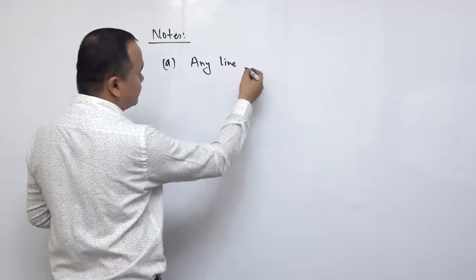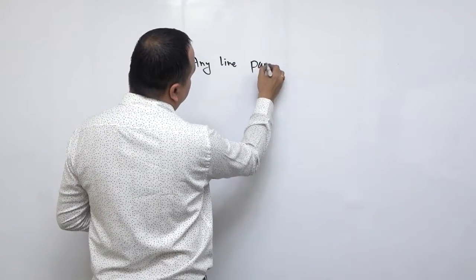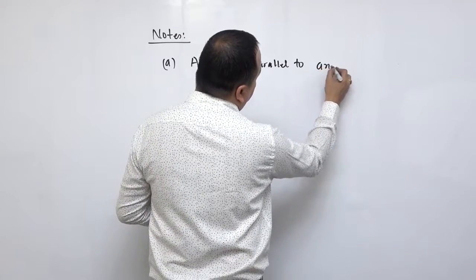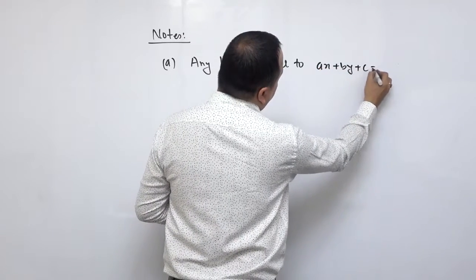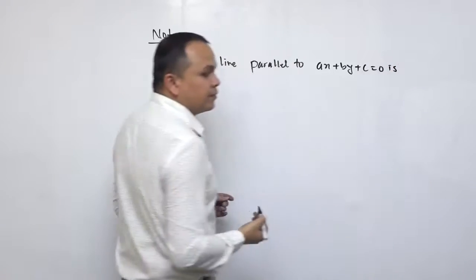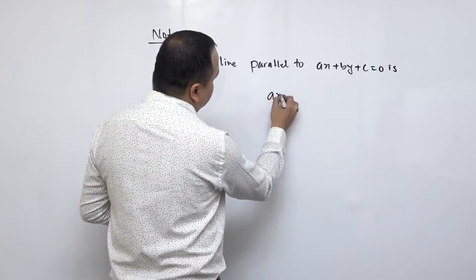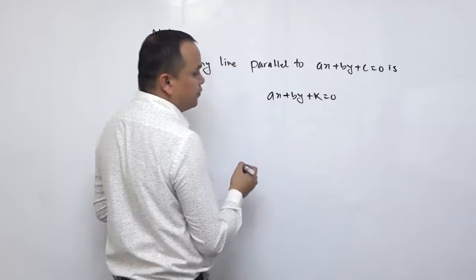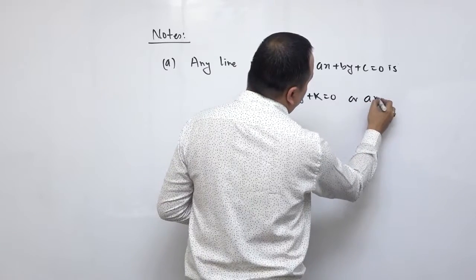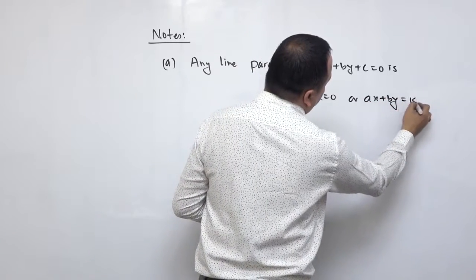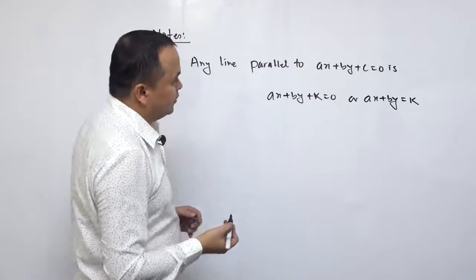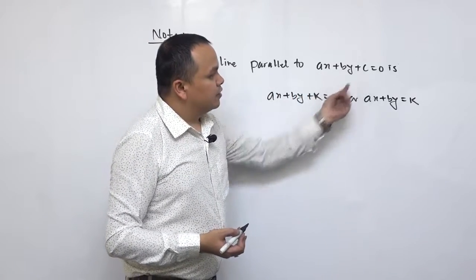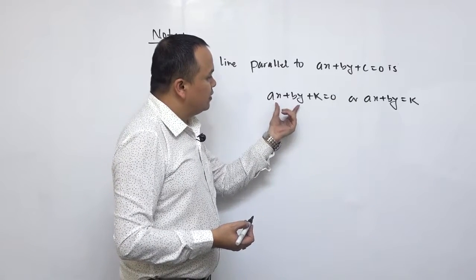Any line parallel to ax plus by plus c is equal to 0 is ax plus by plus k is equal to 0, or ax plus by is equal to k.